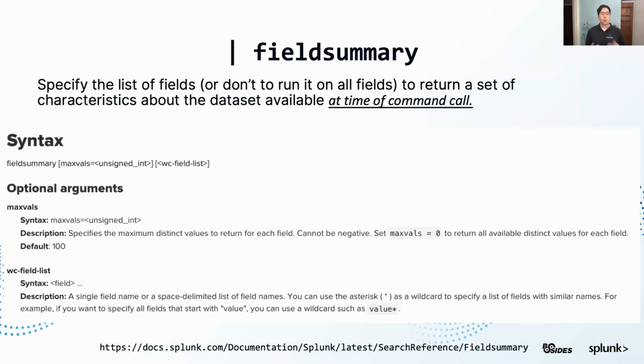Fieldsummary is a core Splunk command that essentially creates a summarized report of meta characteristics and top values that are currently available in the dataset at the time you call the command. The number of top values returned is dictated by the maxvals argument, and naturally, the overall compute required by the command increases alongside that number and alongside the size of the dataset being summarized. Well, that sounds ideal, right? A perfect solution. Well, let's take a look at the default output.